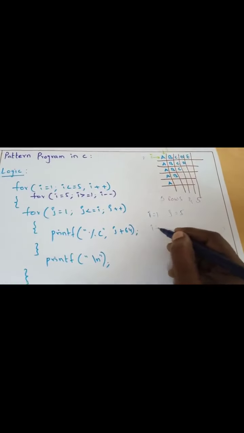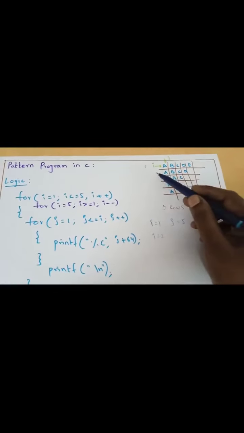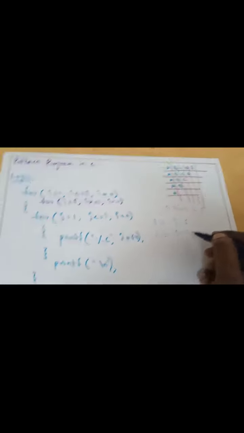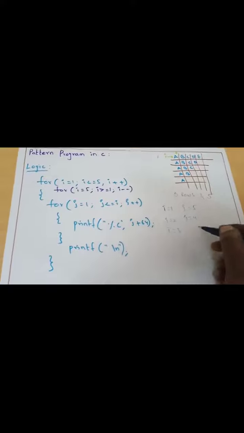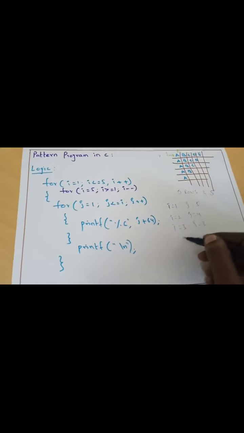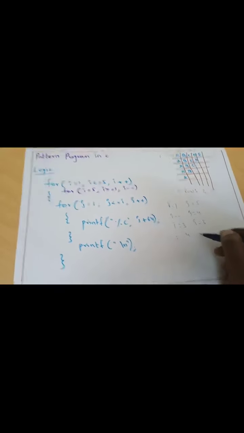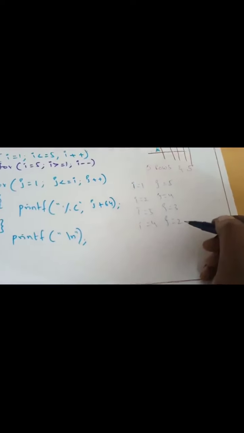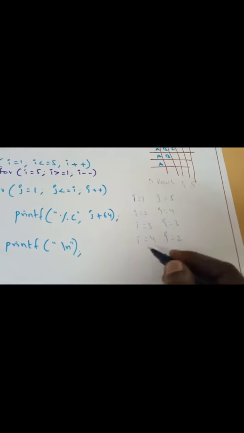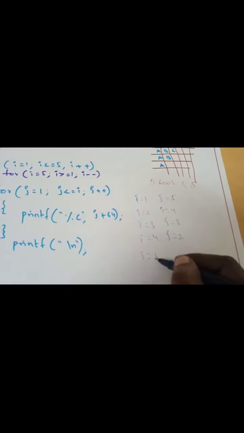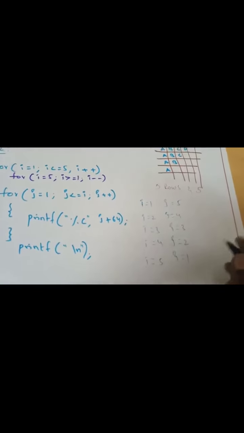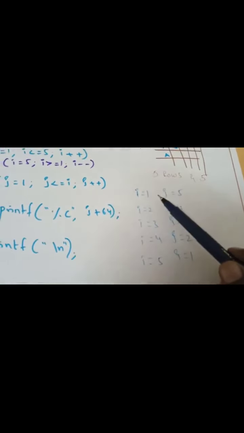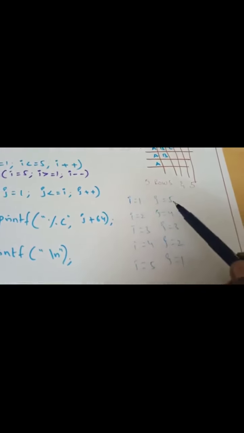And when I is equal to 2, the second row, how many values of j? 4. So j is 4. I is equal to 3, j has 3 values. I is equal to 4, j is 2. And I is equal to 5, j is 1. What does this mean? When I is equal to 1, j is 5.